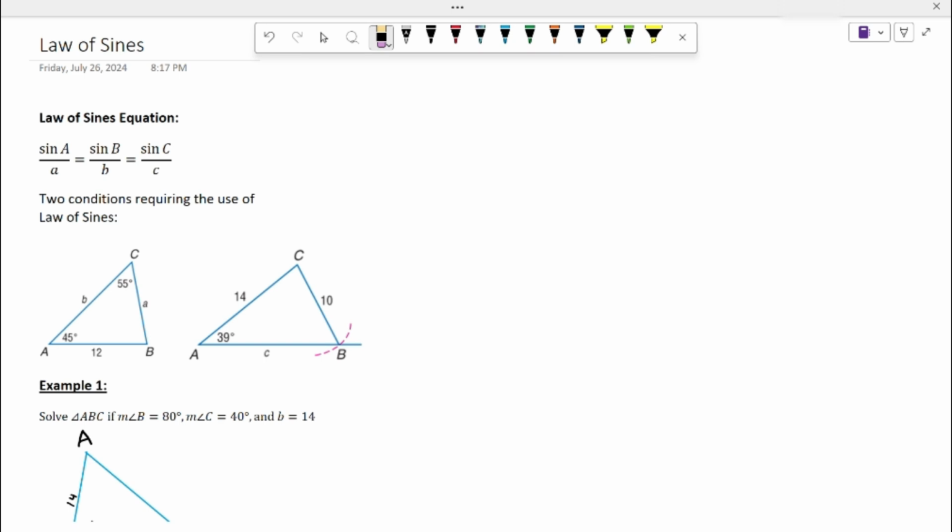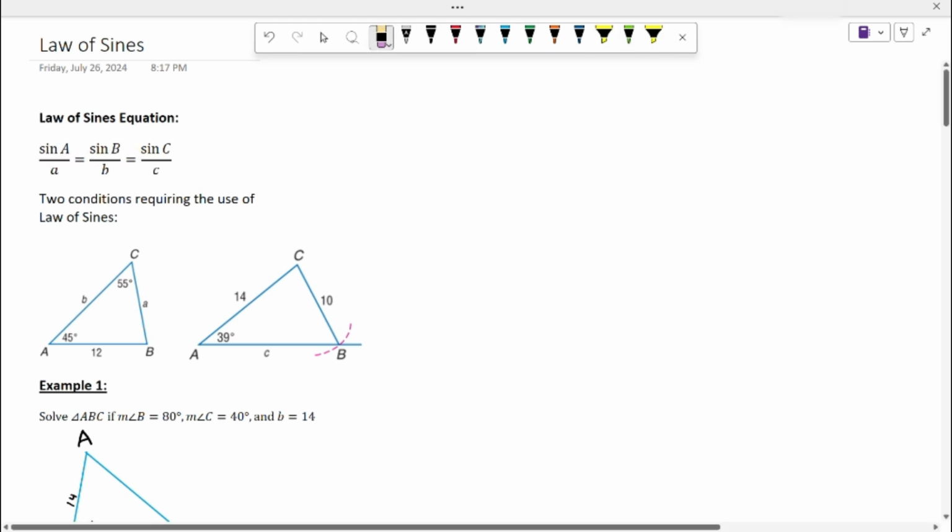So that is the law of sines in its most generic way, but as we will see later, it'll get more interesting, and it's not as easy as it looks here. We can't just jump straight into solving a problem just using this equation here.